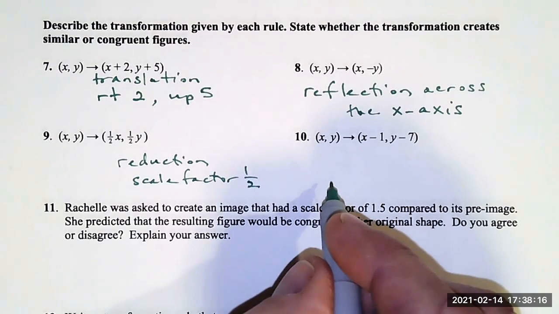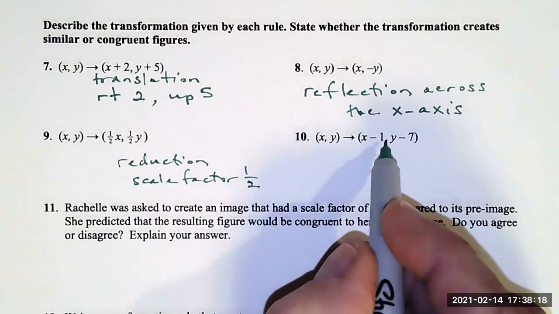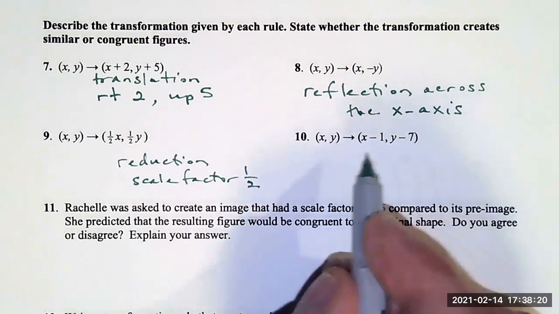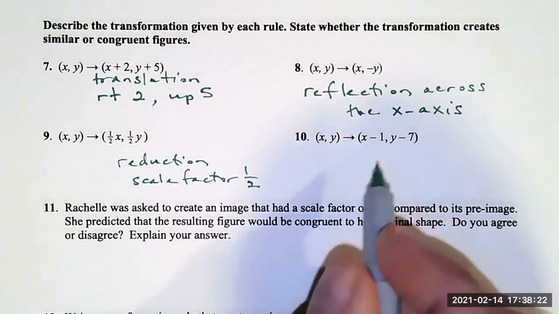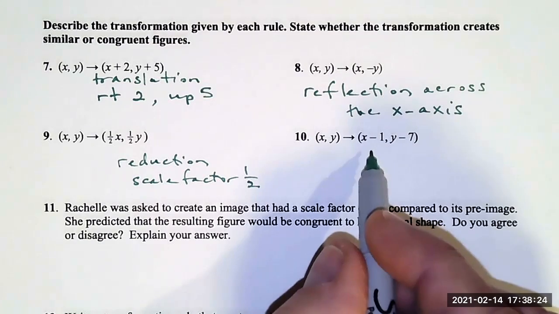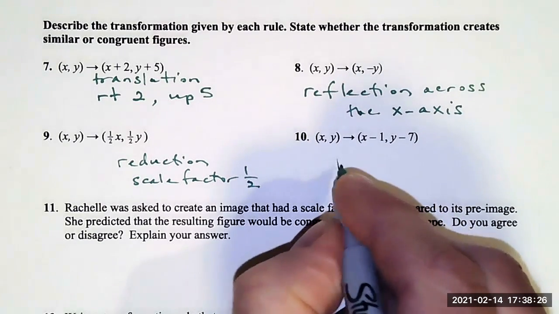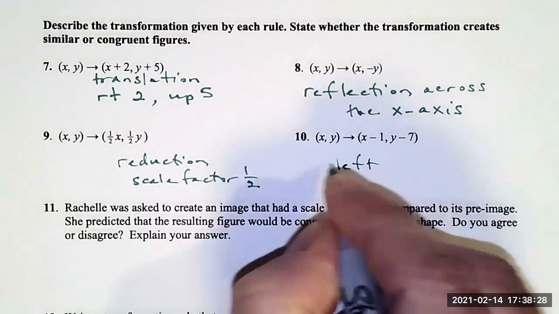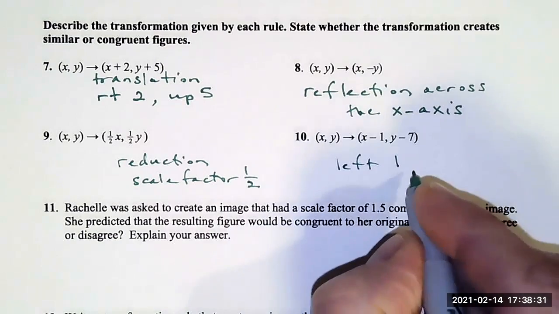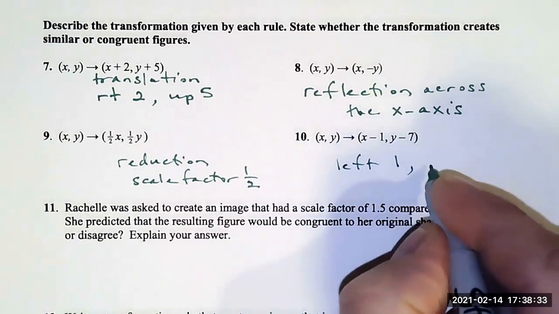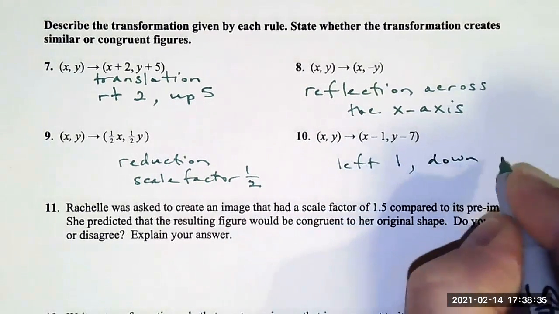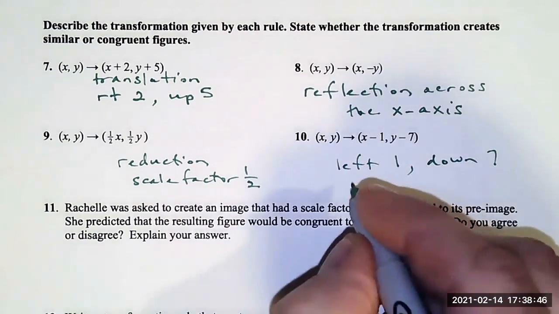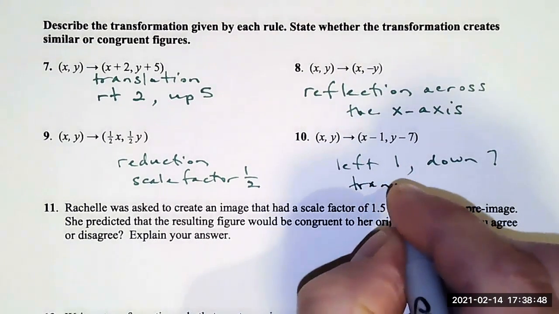In number 10, xy goes to x subtract 1, y subtract 7. You have another translation in 2 directions. Horizontally, it's left, negative direction 1, and you're going down 7 units. Be sure you label this translation.